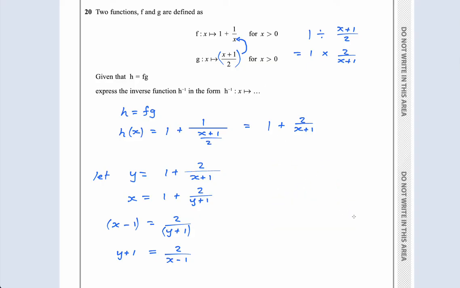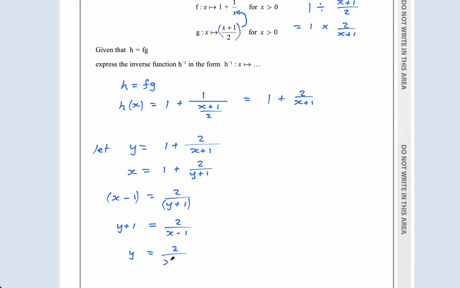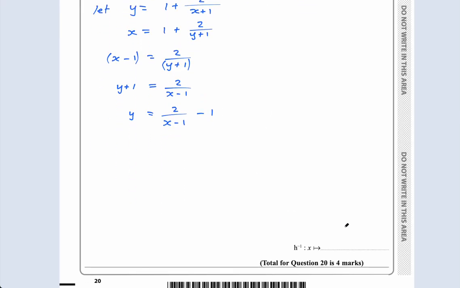Okay, let me get rid of that. And then finally, just subtract the 1. So y is 2 over, let me go down a bit, 2 over x minus 1 minus 1. So the inverse function can be written as 2 over x minus 1 minus 1. I think there's another equivalent fraction given in the mark scheme. You could have done it slightly different, but I thought that was the easiest way to do it, even though I'm not saying it was easy.